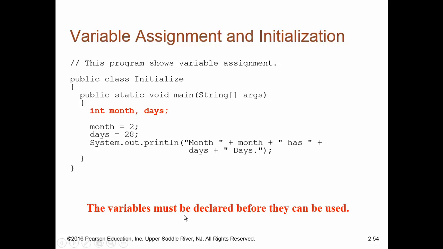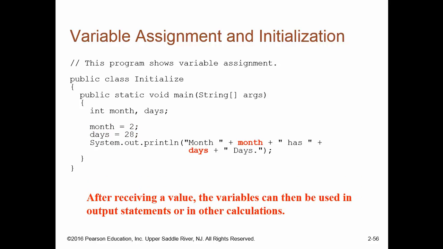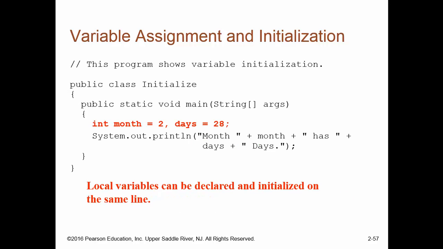Bottom line, variables must be declared before they can be used. Variables must be initialized before they can technically be used. So once declared, they can receive a value. However, the value must be compatible. You already saw that before when I went into, for example, that boolean variable called married, and I tried to put 37 in there, and the program didn't like it. After receiving a value, variables can be used in output statements and in calculations.